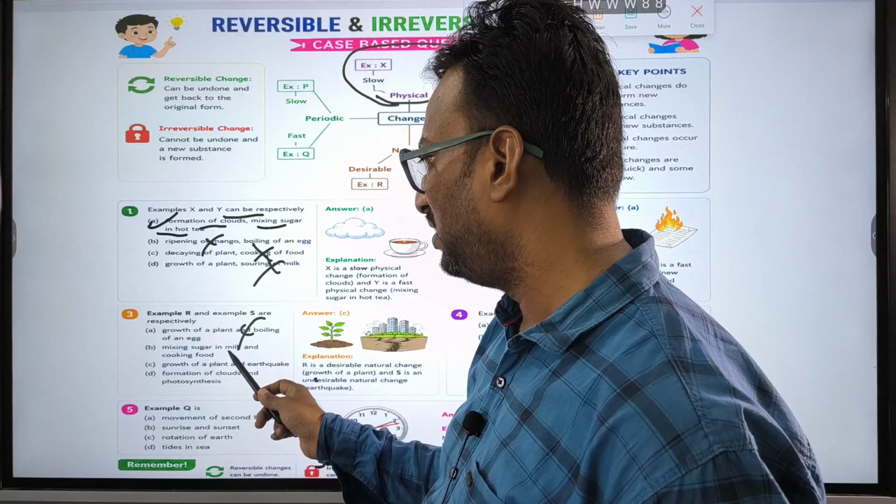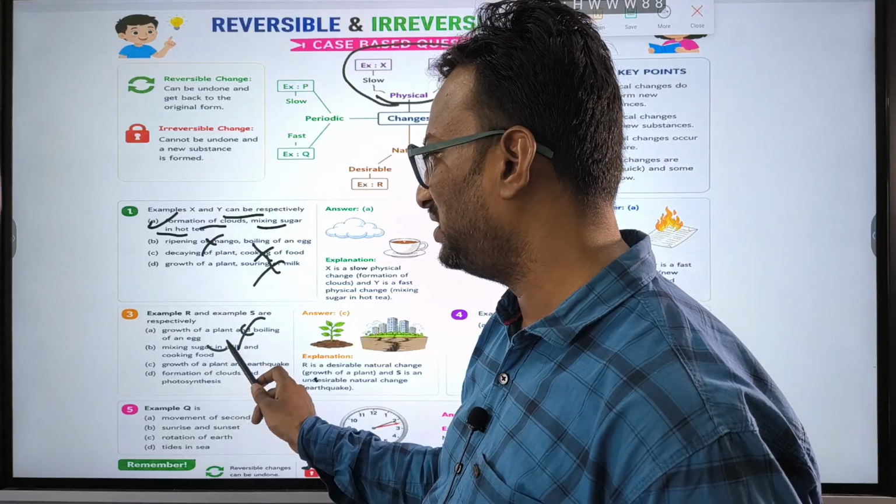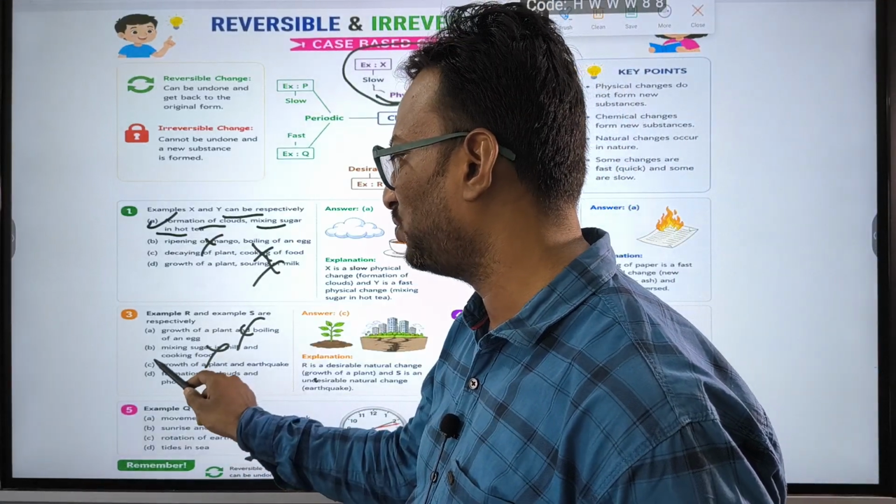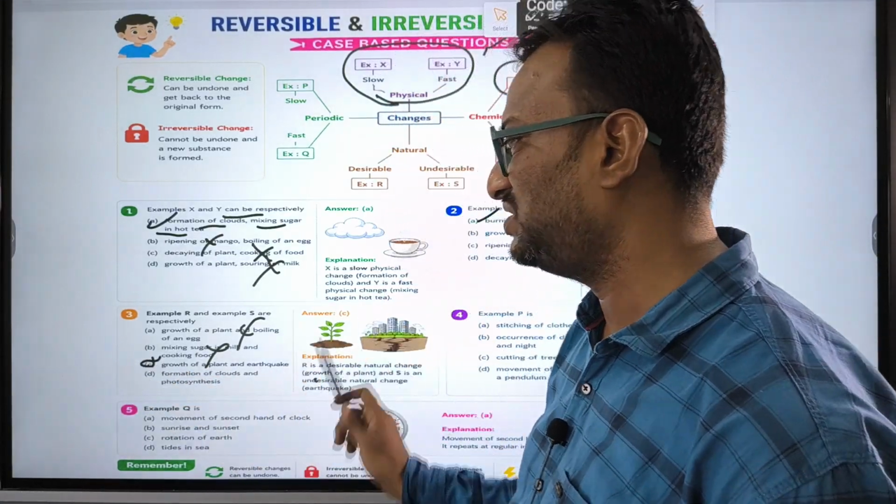Mixing of sugar in milk and cooking of food, both are desirable. So one should be undesirable. Growth of plant and earthquake. So the answer is option C. Option C is the right answer.